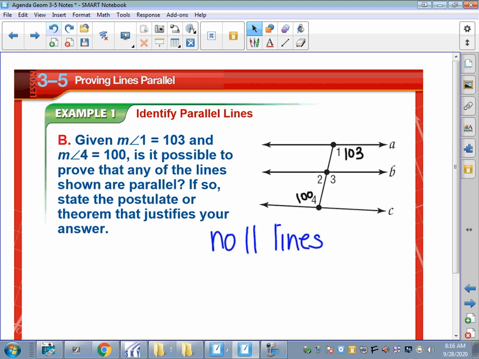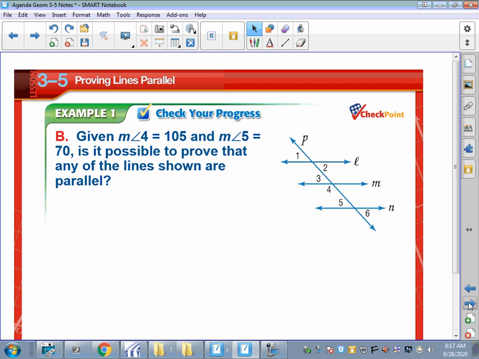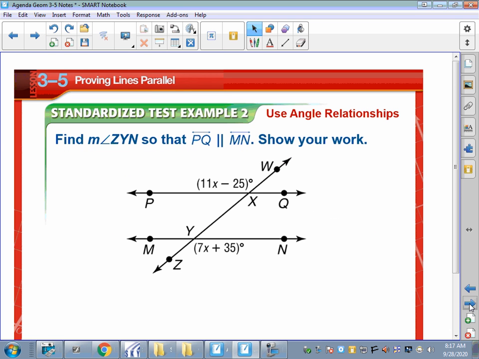So hopefully you're getting the hang of those and see kind of what I'm thinking of. So those ones are pretty easy, right? It's just asking you basically what kind of angles they are and what lines then have to be parallel. So let's skip down to this one.